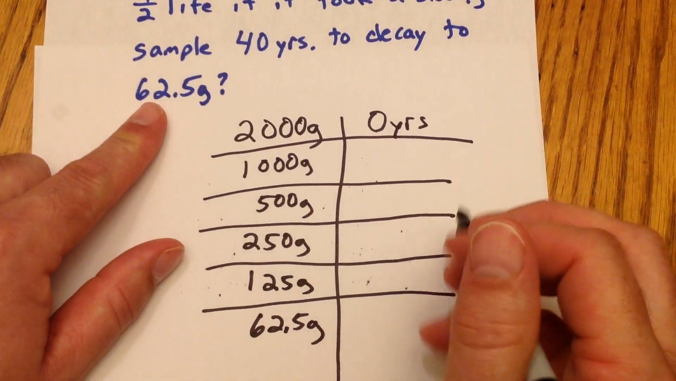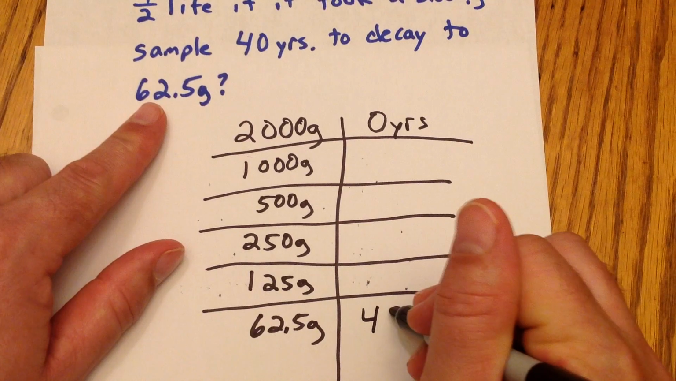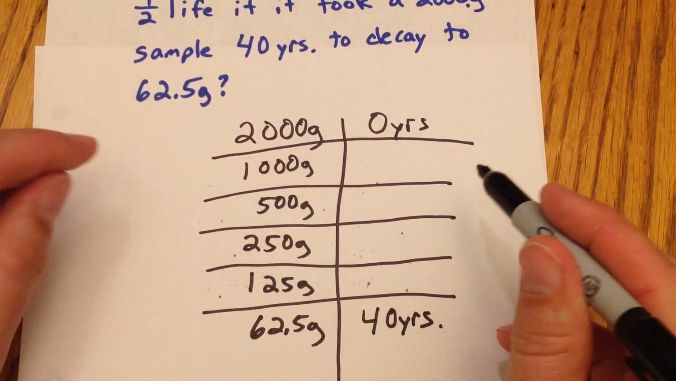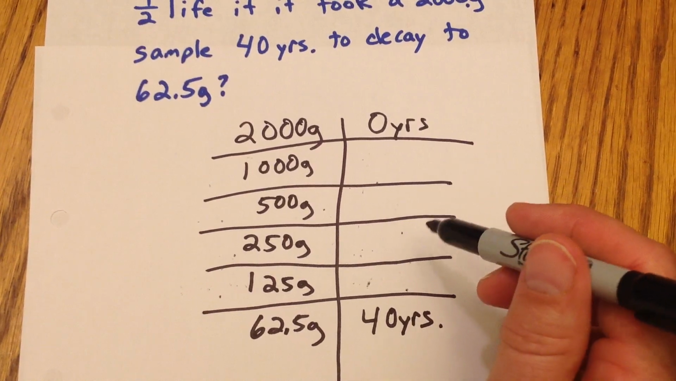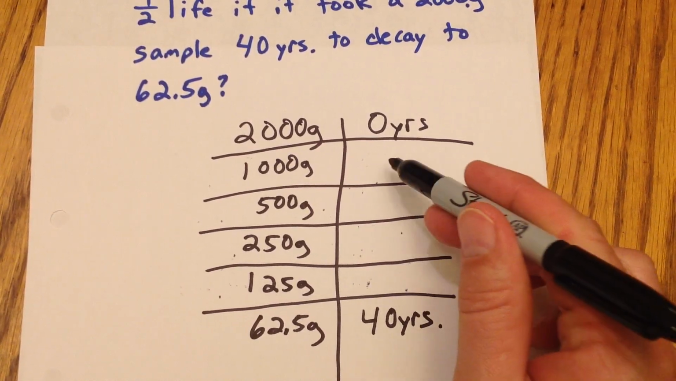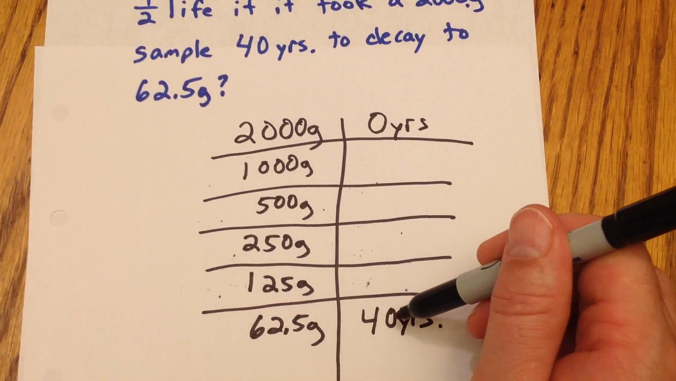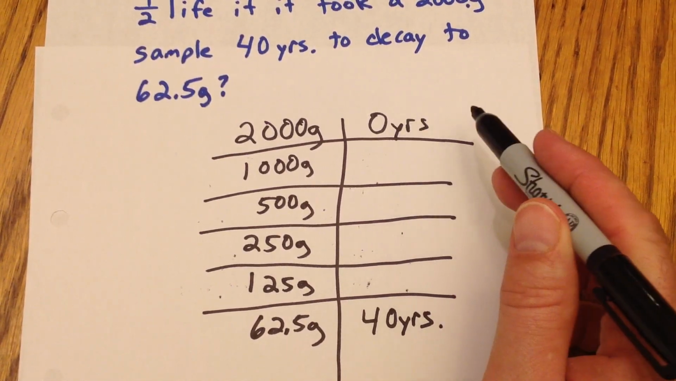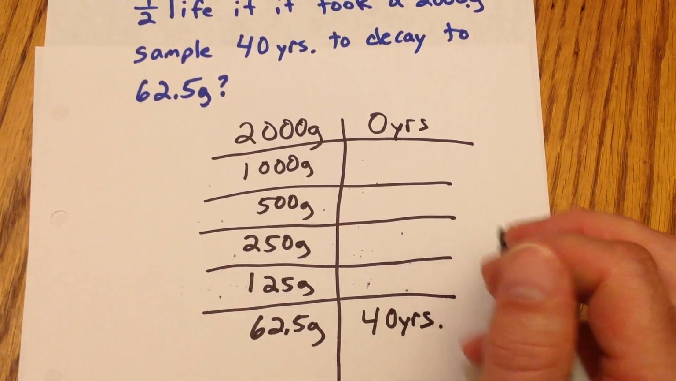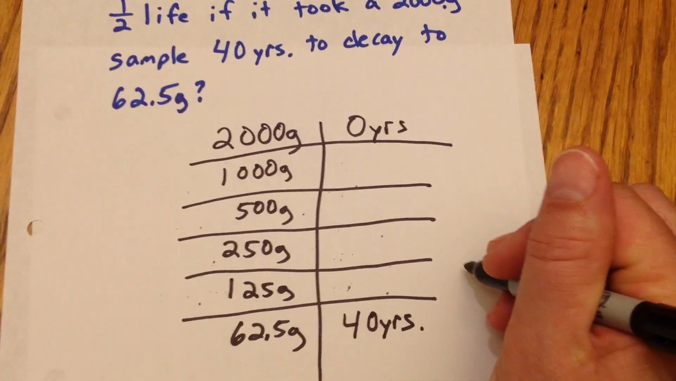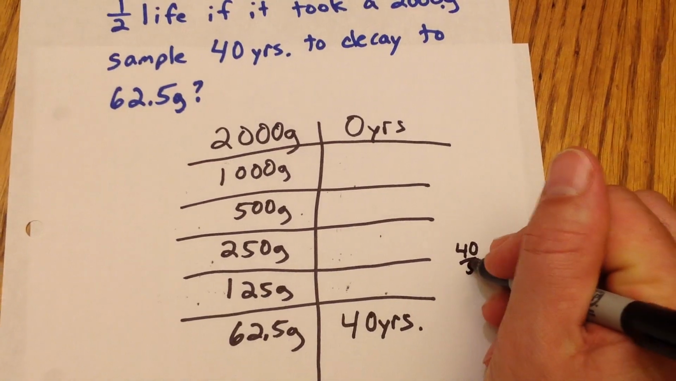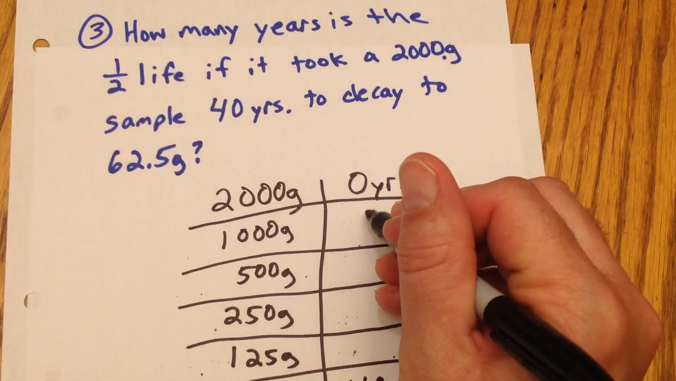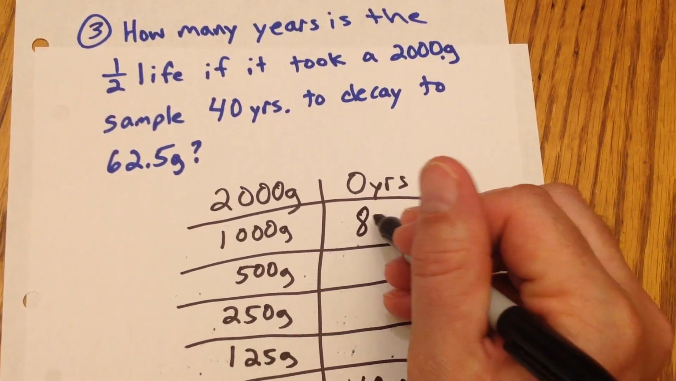So now we know that it took 40 years to get to this point. So how many variables do we have here? We're going to have 1, 2, or how many sections do we have? 1, 2, 3, 4, 5. So there's 5 sections in 40 years. If I come over to the side and do a little math, 40 divided by 5, I get 8.